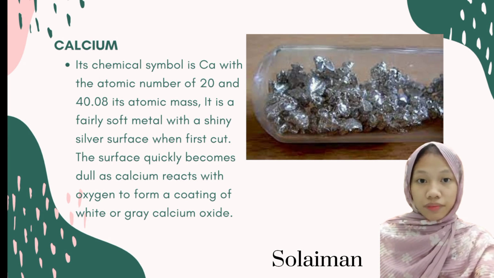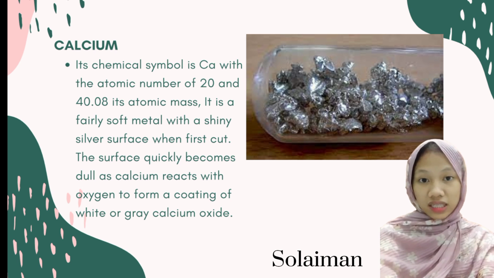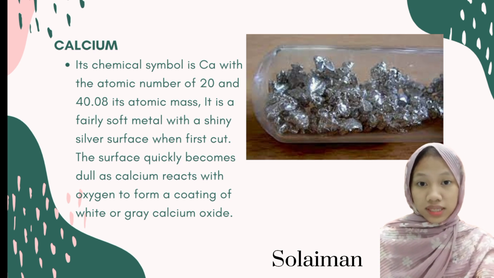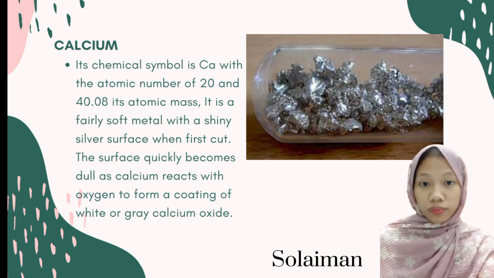Calcium. Its chemical symbol is Ca with the atomic number of 20 and 40.08 its atomic mass. It is a fairly soft metal with a shiny silver surface when first cut. The surface quickly becomes dull as calcium reacts with oxygen to form a coating of white or gray calcium oxide.